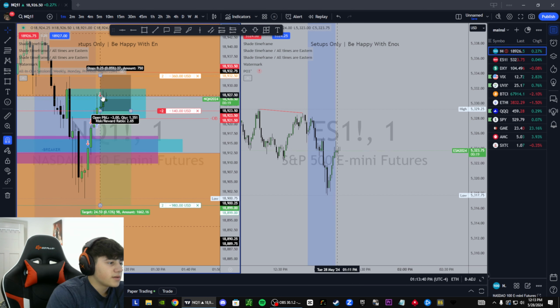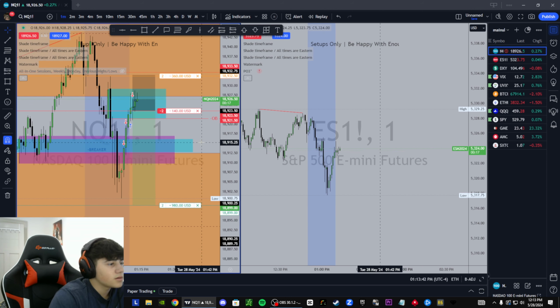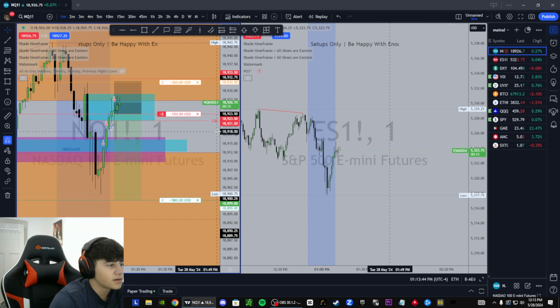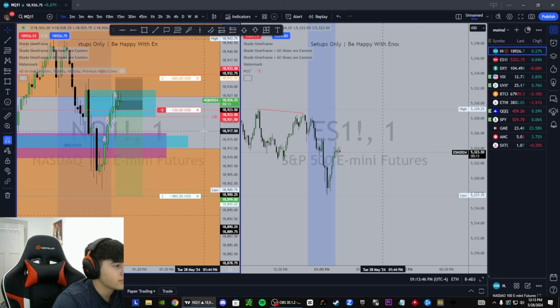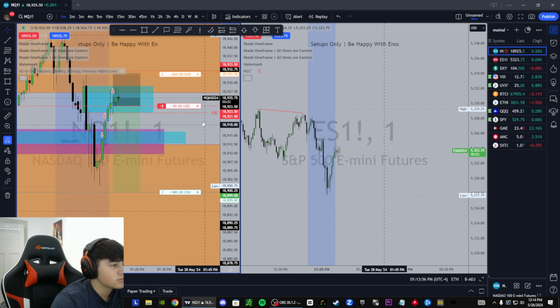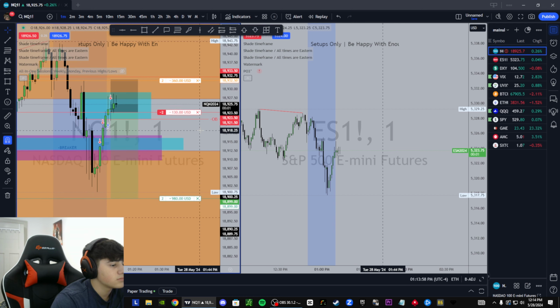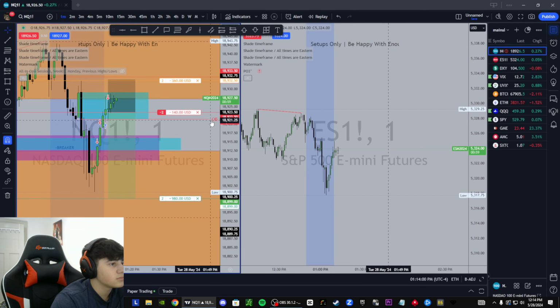It's really like consolidating in this order block. It means it's either gonna shoot up or shoot down. Definitely gonna shoot up.